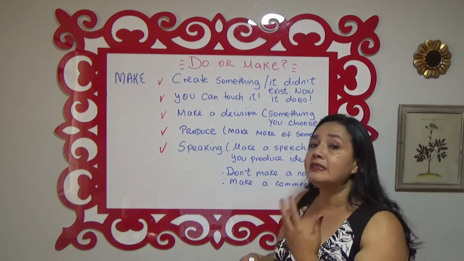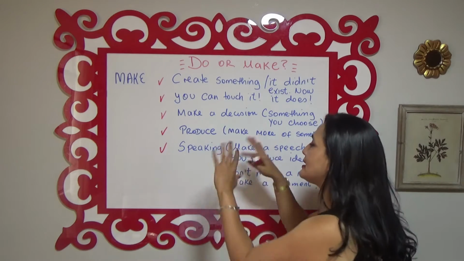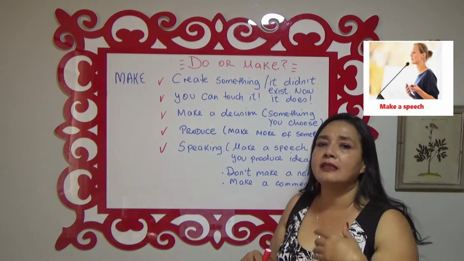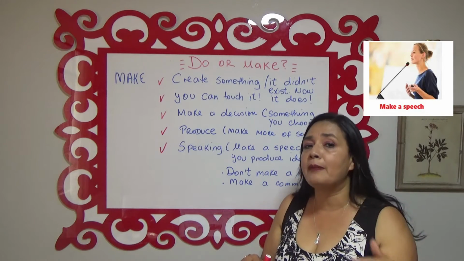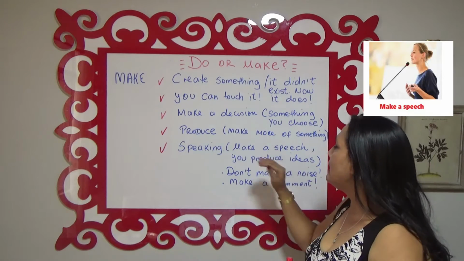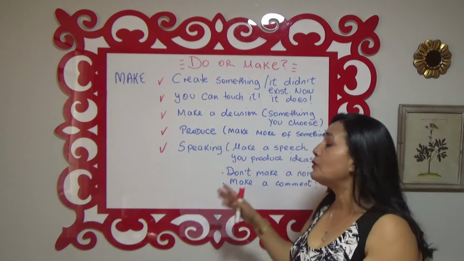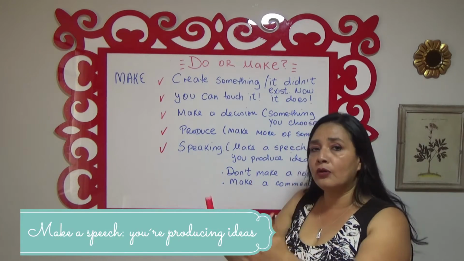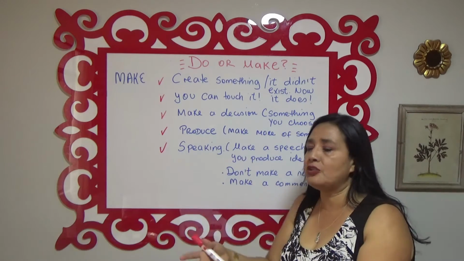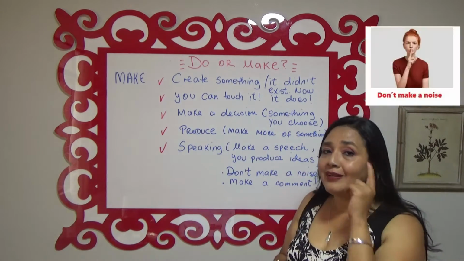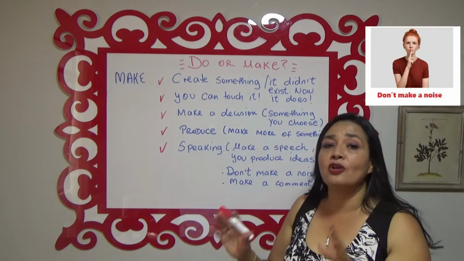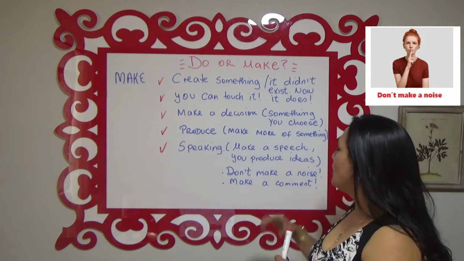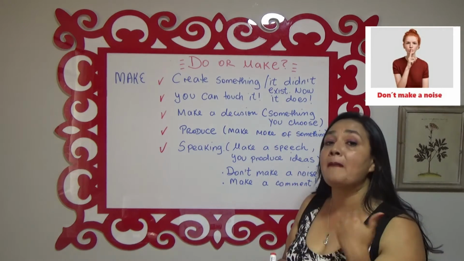Also, make is used when we talk about speaking, and you're going to say speaking? Yes, have a look. If I say that the president made a speech about economics, I'm using the verb make. Why make? Because you are producing ideas, right? He produced ideas in order to make his speech. Also, have a look at this expression, don't make a noise, right? Talking about speaking, don't make a noise. So when we talk about this expression, we use make.